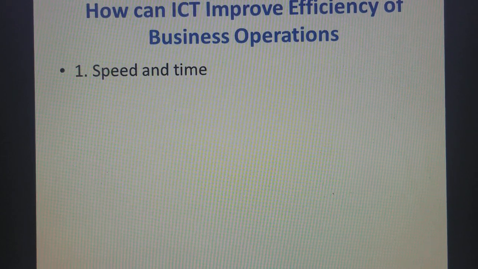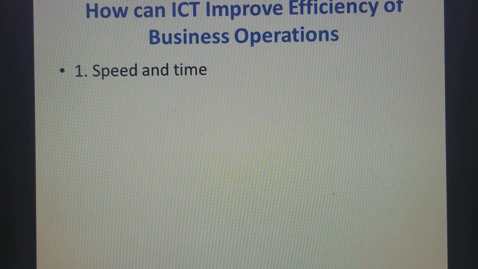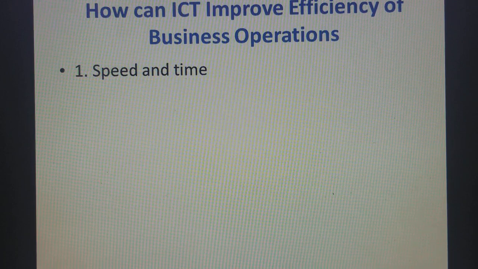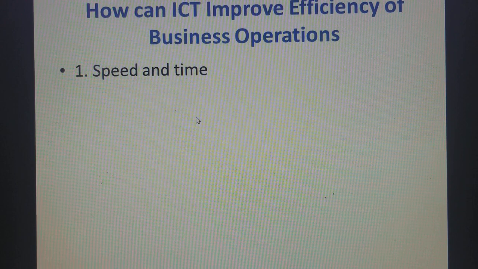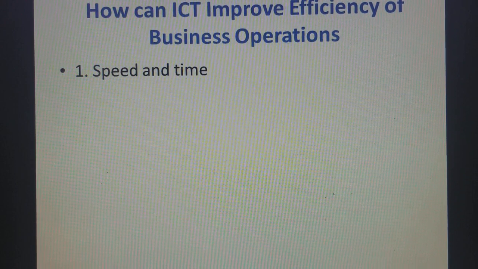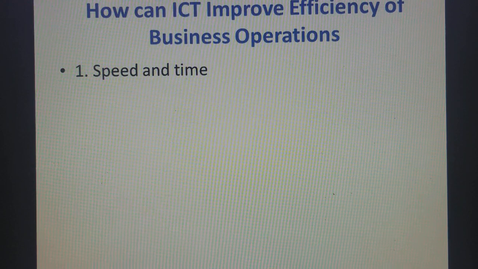Now let's move quickly to how ICT can improve the efficiency of a business operation. Well, quickly, speed and time. ICT, the use of technology, will speed up how the processes take place in the business and so saves time.